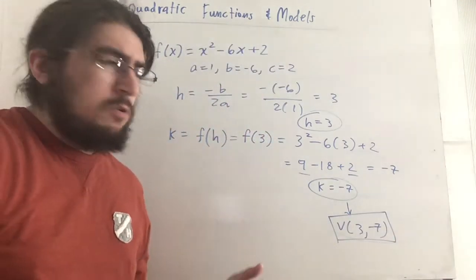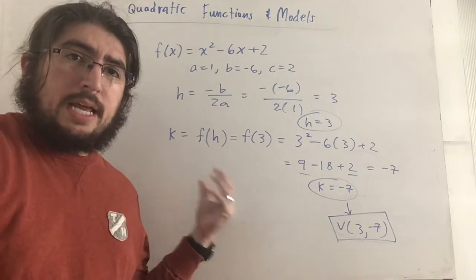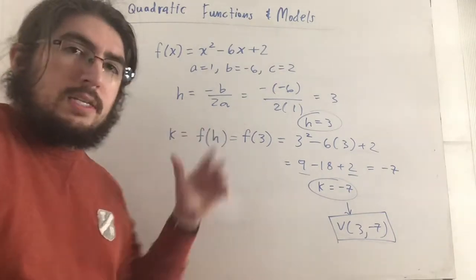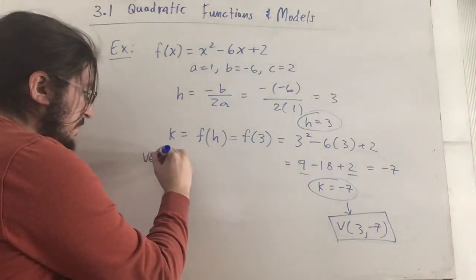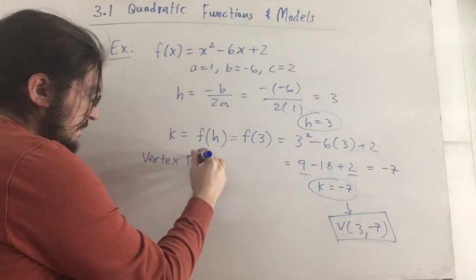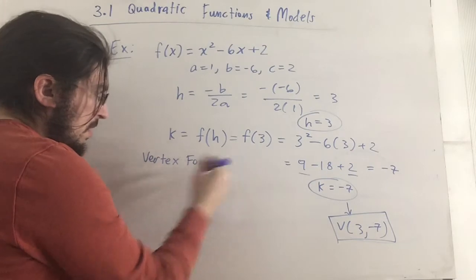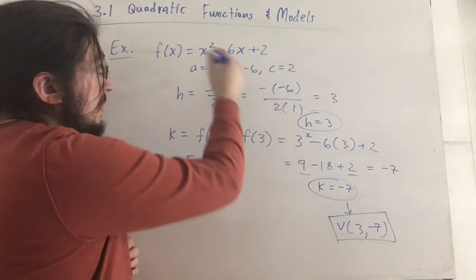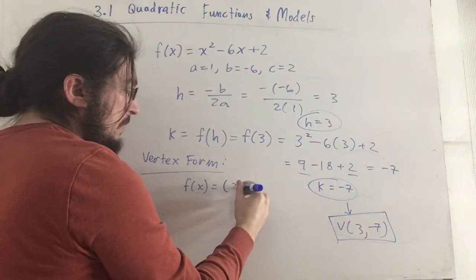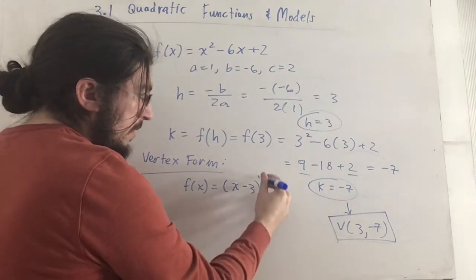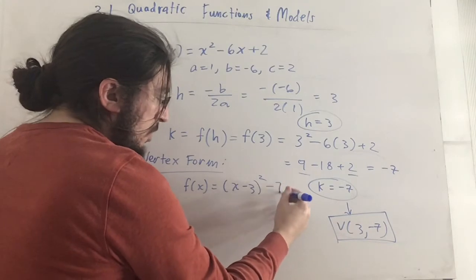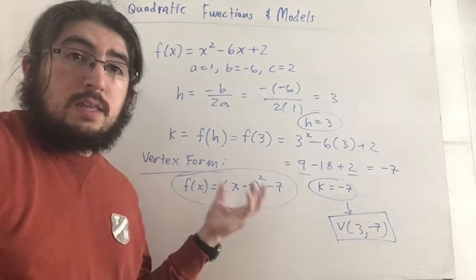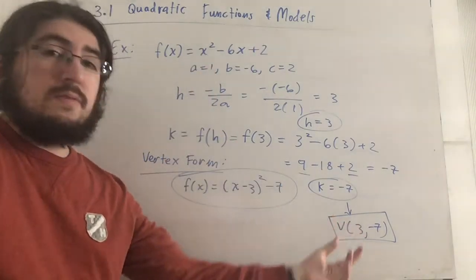The next thing I want to do is see if we can write this in vertex form. Let me just write it to show you. So vertex form is f of x equals a, which is just 1, times x minus h, which is 3, squared, plus negative 7, I'll just write minus 7. So this is vertex form of the function here given the vertex.